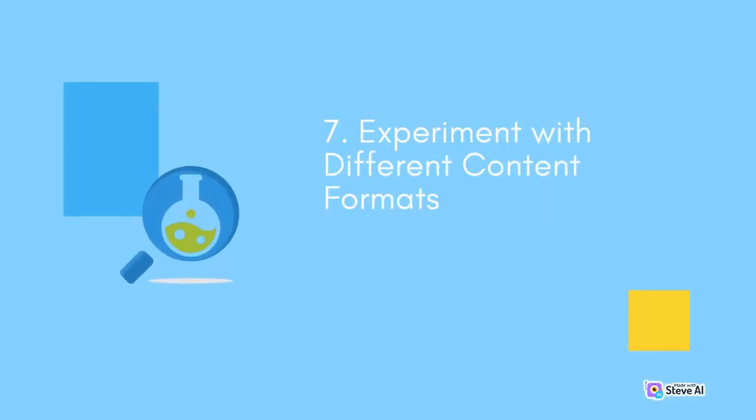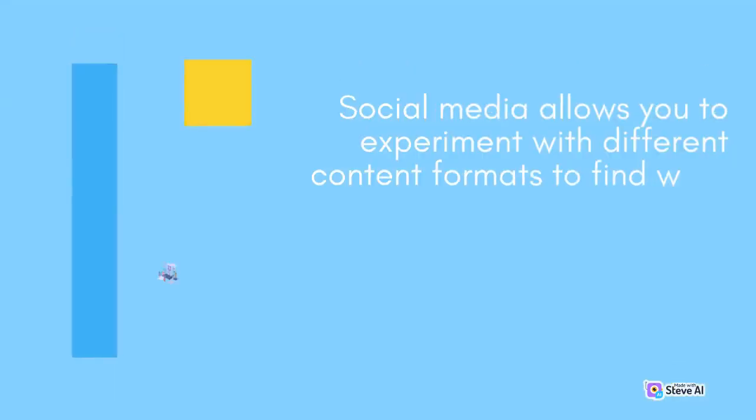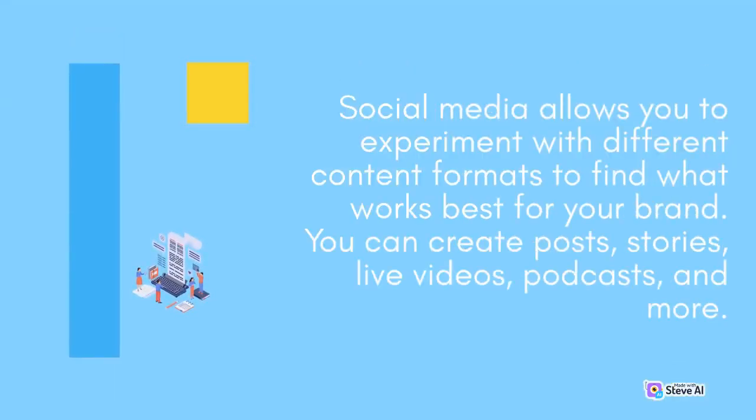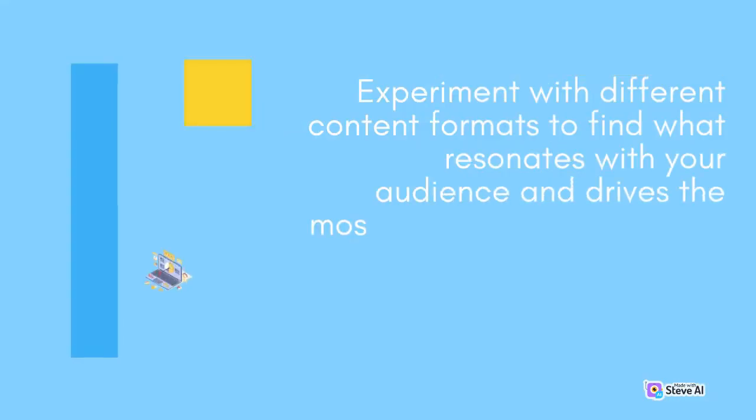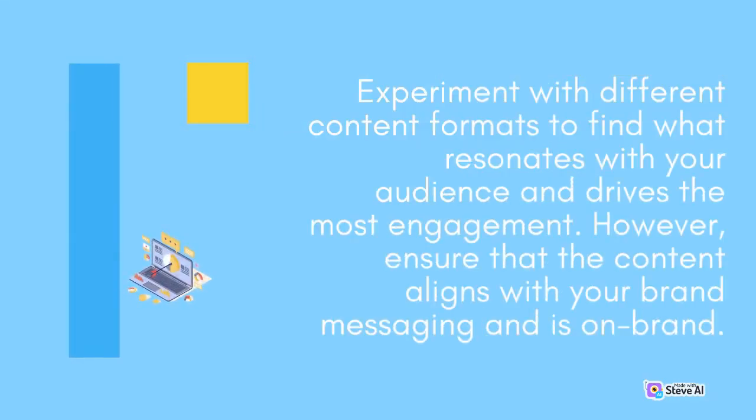7. Experiment with different content formats. Social media allows you to experiment with different content formats to find what works best for your brand. You can create posts, stories, live videos, podcasts, and more. Experiment with different content formats to find what resonates with your audience and drives the most engagement. However, ensure that the content aligns with your brand messaging and is on brand.